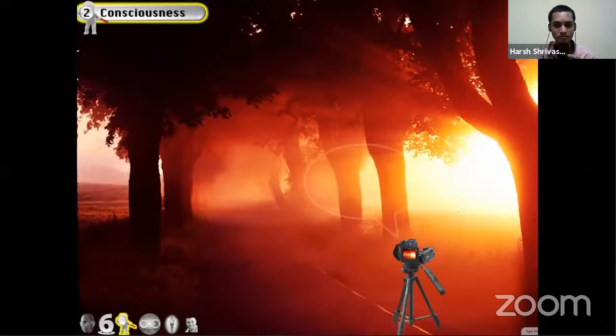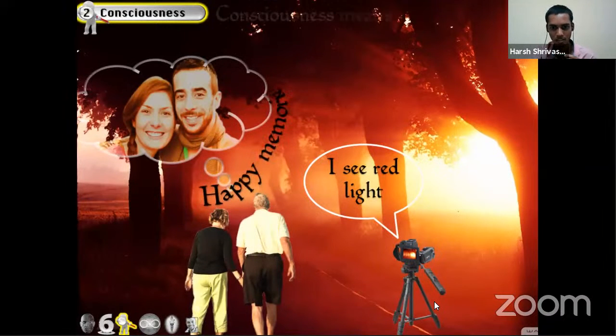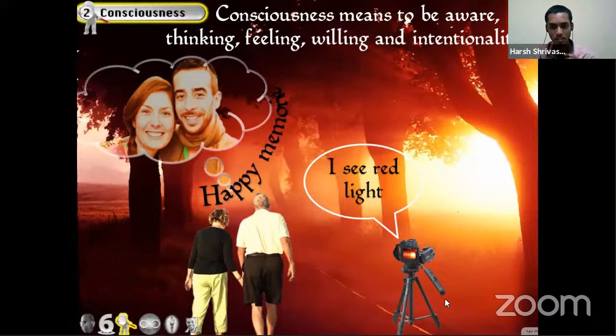Consciousness. The camera is saying I can see a red light. This is just like the example we saw, the difference between judge and camera. Consciousness means to be aware of thinking, feeling, and willing. Whenever you see this word consciousness, you should immediately say these three characteristics will be there: thinking, feeling, and willing. Wherever these three things are there, it means it is conscious. If these three things are there in a person, it means he is a conscious person.